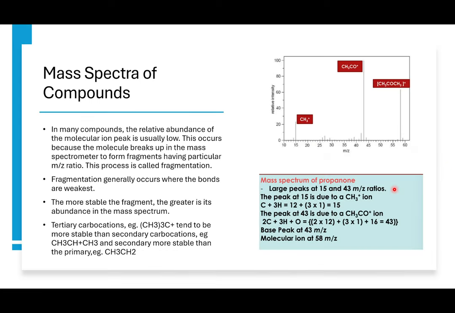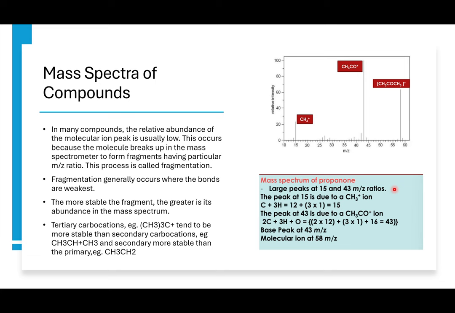Okay. So the mass spectra of compounds now. Right, in many compounds, relative abundance of the molecular ion peak is usually low, right? So sometimes you're gonna have just this little tiny peak, right? Usually small. This occurs because the molecule breaks up in the mass spectrometer to form fragments having a particular mass to charge ratio. This process is called fragmentation, right? So when the molecule breaks up in the spectrometer to form fragments, that is called fragmentation, the formation of fragments.